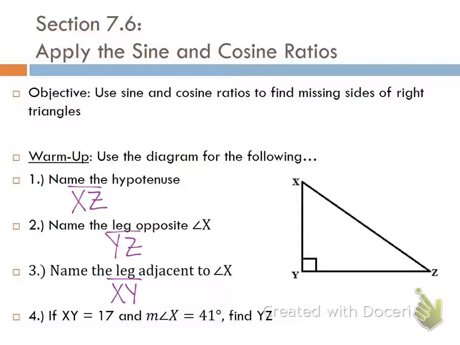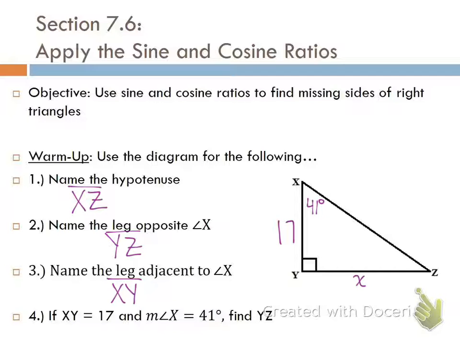If XY has a length of 17 and angle X measures 41 degrees, we are asked to find YZ. So I'll label it with a little x. All right, so we've got everything labeled. Of course, as of right now, we only know one trig function, so the trig function we are going to use is the only one we've talked about so far.